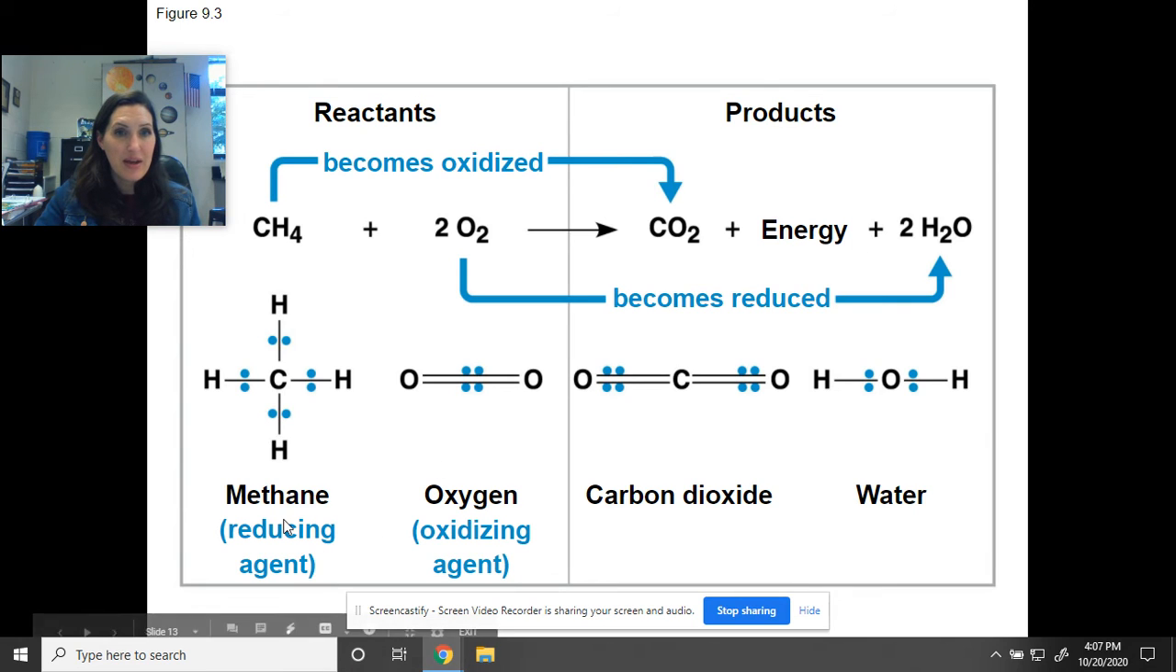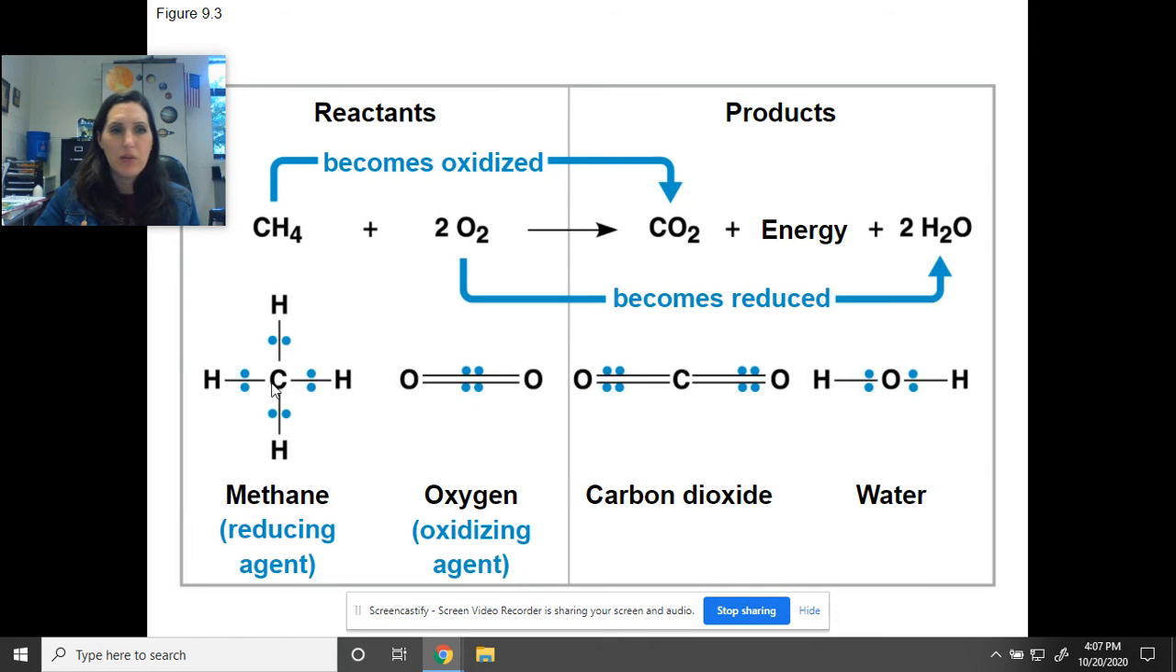So methane is considered a reducing agent because it is causing the hydrogen to leave and go to the oxygen. Oxygen is called an oxidizing agent because it is going to collect the hydrogens. Methane becomes oxidized, oxygen becomes reduced, okay? These diagrams down here, you don't have to worry about.